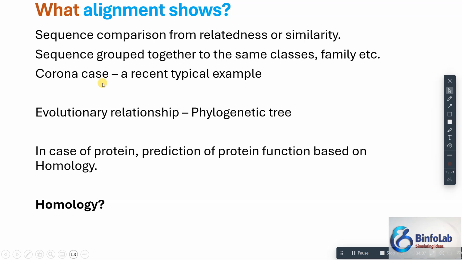And there were two views. Some people were saying that it came from bat coronavirus, and some said it came from pangolin coronavirus. But later on, the case was settled for bat coronavirus. You know how, and why so quickly, it happened? Because the databases contain the sequences of thousands and millions of these different viruses. You can see the NCBI virus database.